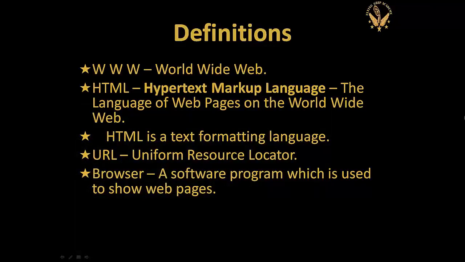Next, the browser. A browser is a software program which is used to show web pages. Here we are using different types of browsers like Chrome, Internet Explorer, Opera, Firefox, and different types of browsers we are having.